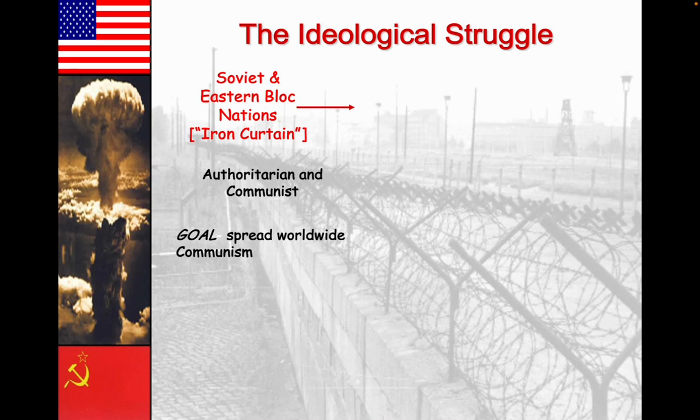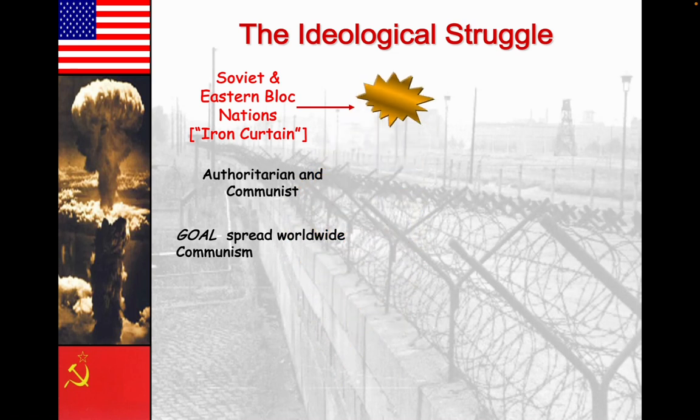Now, because Lenin was a little bit different from Karl Marx, he believed that the transition to true communism required very strong and very strict leadership. So the Soviet Union is very authoritarian. As your book described, almost totalitarian: one-party rule, control of everything. Now, their goal is to spread communism worldwide.